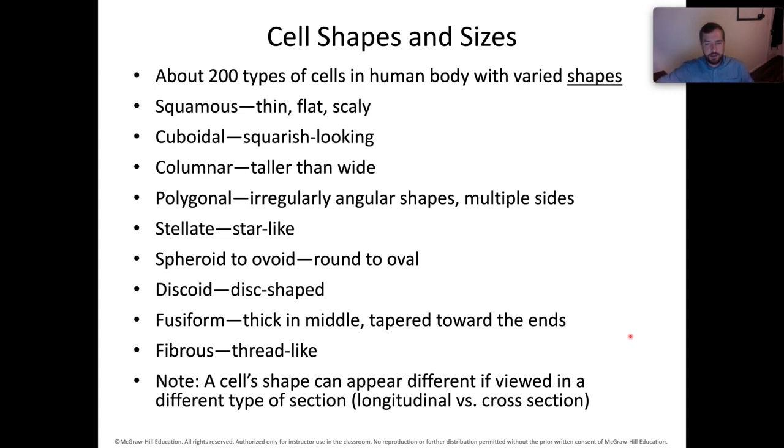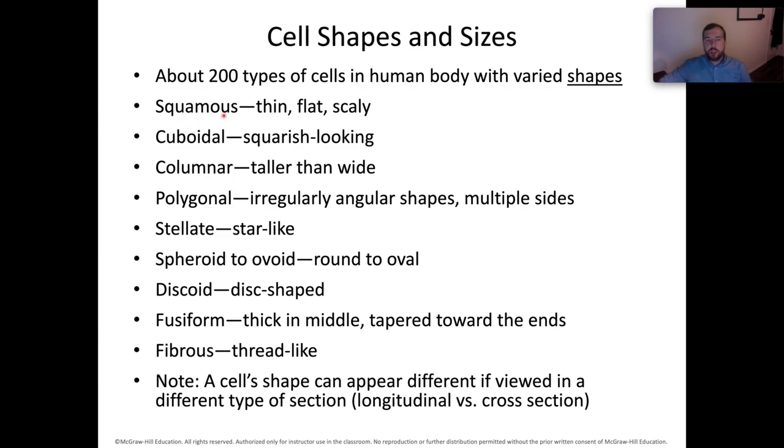There are about 200 different types of cells in the human body, and their shapes are different ways that we can classify them. Throughout your lab studies, you'll look at some of these different types of cells under the microscope, in different tissue sections. So I'm not going to belabor this point too much in the lecture. Just know that you'll be seeing questions on the lab practical asking you to identify the types of cells. Let's review them real quickly though.